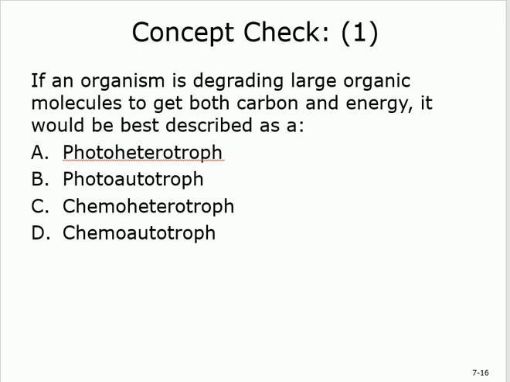Okay, can you answer this question, if you understood what we talked about? This is two parts. Remember, source of carbon, auto or hetero. It's saying you need large organic molecules to get your carbon, so this is one, and to get your energy, both of them. Which one? Let's take it part by part. Is that photo or chemo? This is chemo. Is that auto or hetero? Hetero, so which one? C.